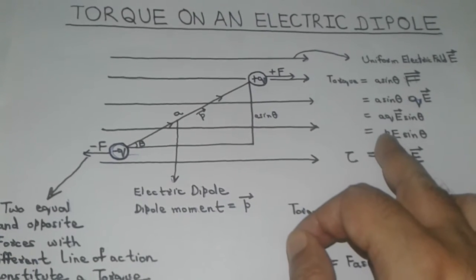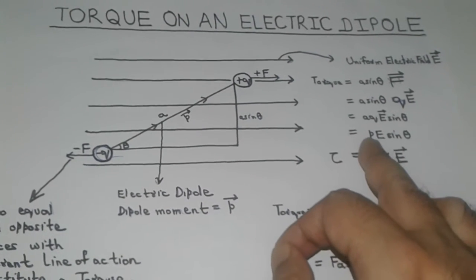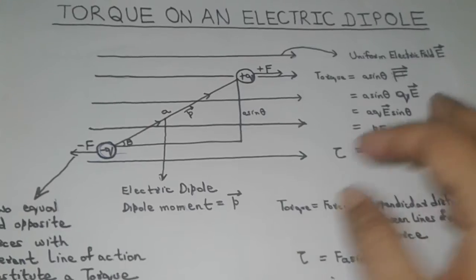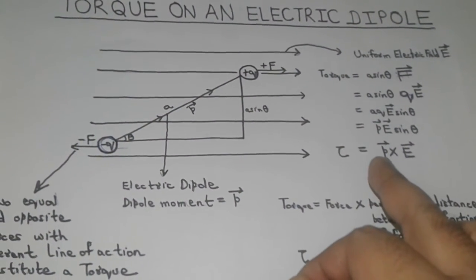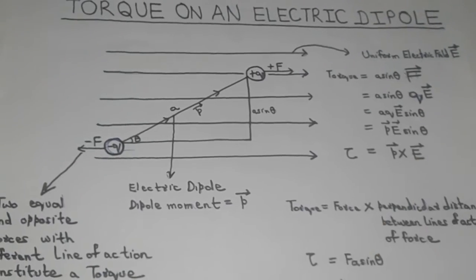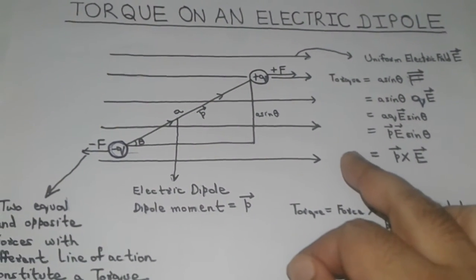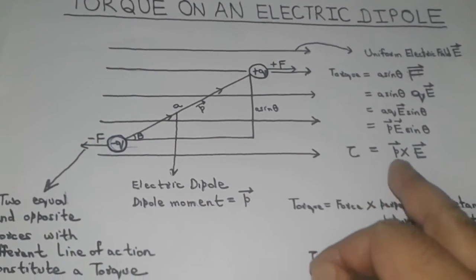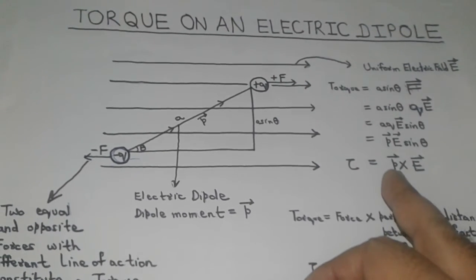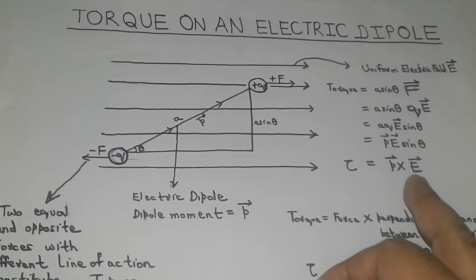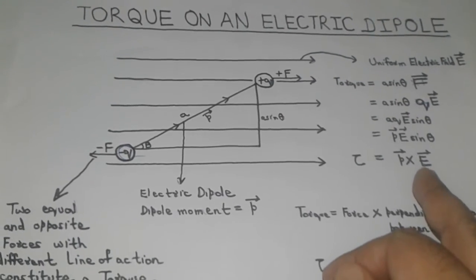aQ is the electric dipole moment, so it becomes P E sin theta. So torque becomes P cross E. Hence the torque experienced by an electric dipole is the cross product of the electric dipole moment vector and the applied uniform electric field vector.